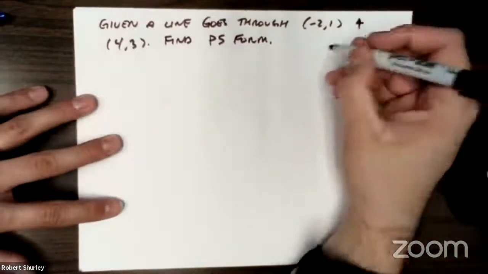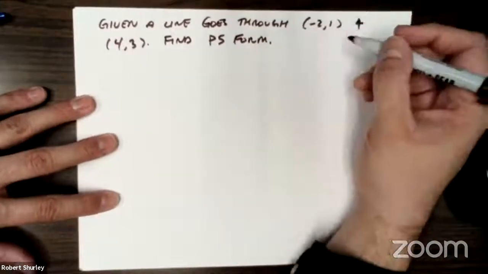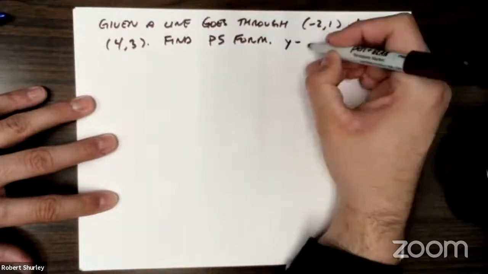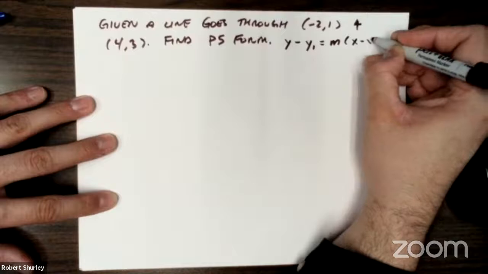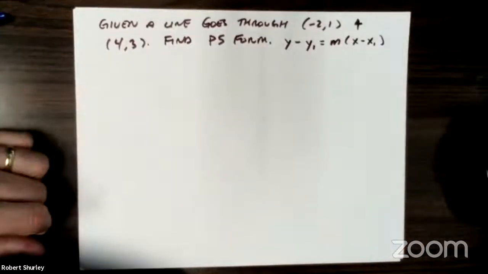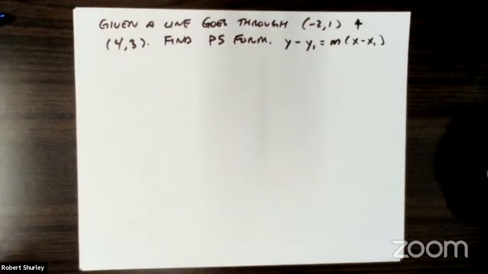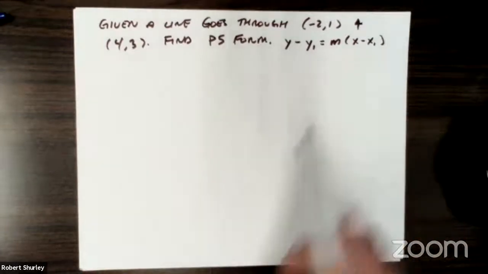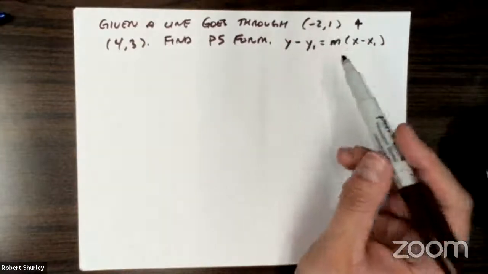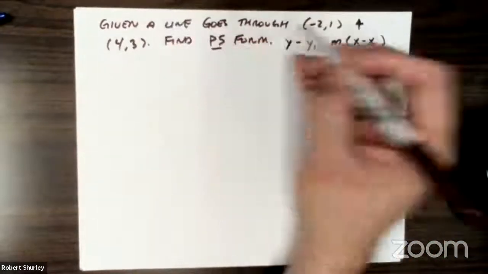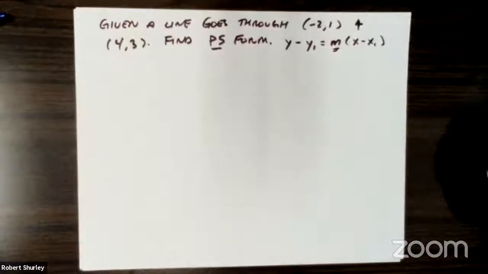Now I'm going to write point slope form over here just so I remember what it is. Remember, it's y minus y1 equals m times x minus x1. Now this one's a little different. The last question gave us the point and the slope. This one's giving us two points and it's not giving us the slope. And for point slope form, you have to find the slope.